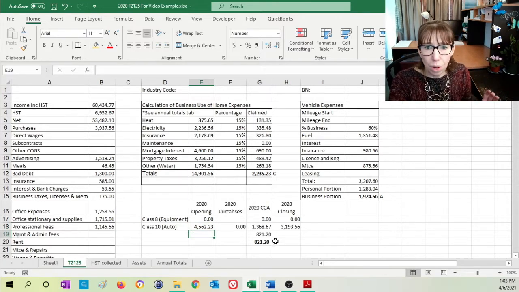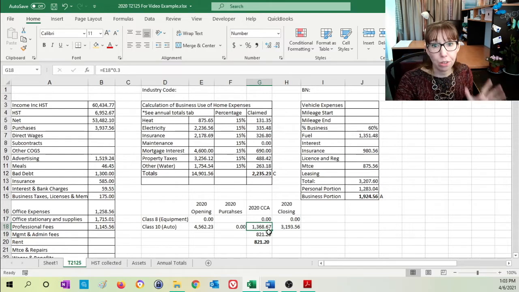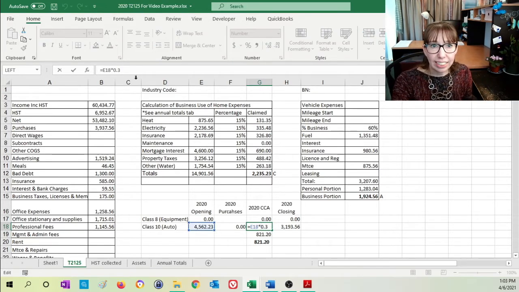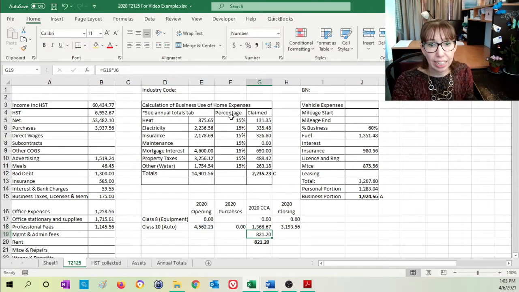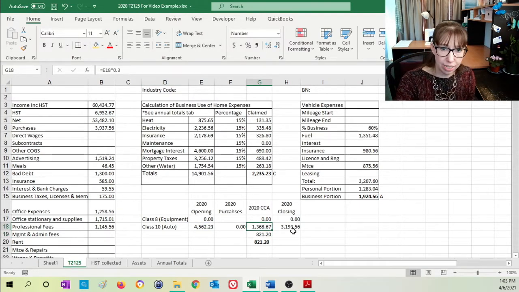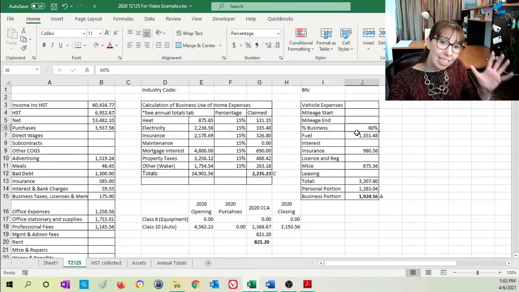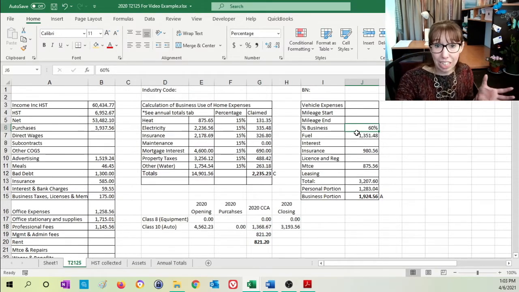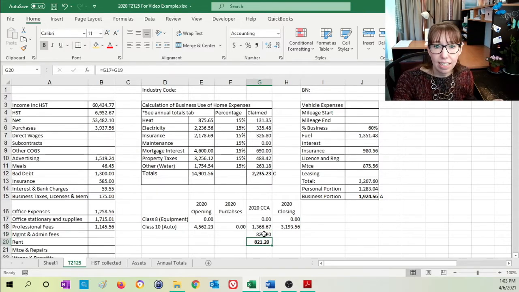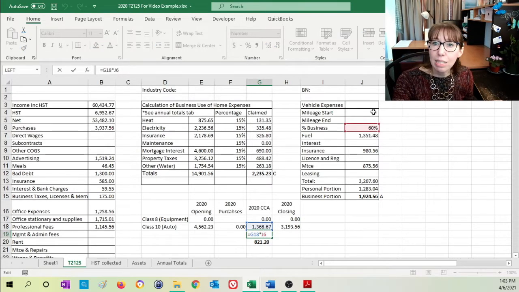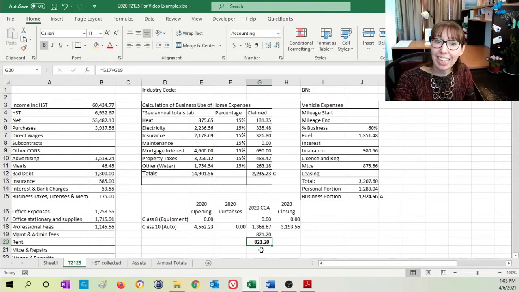Now, what you can see here is it actually is not claiming the full 30%. You can see it's taking this cell here and multiplying it by 0.3. It's not taking the full 30%, because I only used the vehicle 60% for business in 2020. So it's taking that cell right here and multiplying it by the percentage that I used it for business. And so it's claiming the 82120.